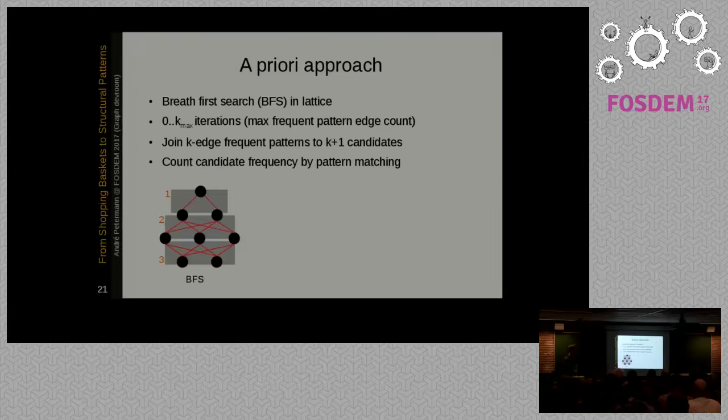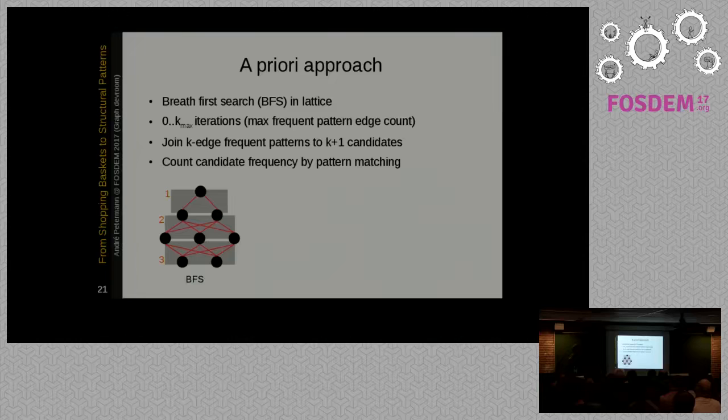BFS, which means we first process all frequent subgraphs of level 1, then generate candidates, do pattern matching in the graph database, find out the frequent ones and join the frequent ones to children. And then we again do the pattern matching and repeat this until there are no frequent subgraphs left. The good thing about these algorithms is that they only need one iteration per level, and it allows effective frequency pruning.